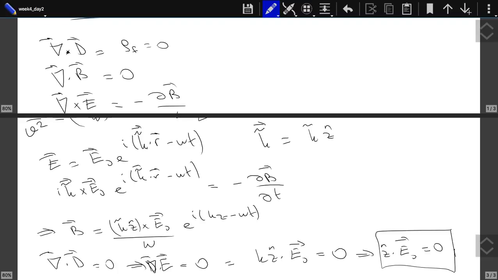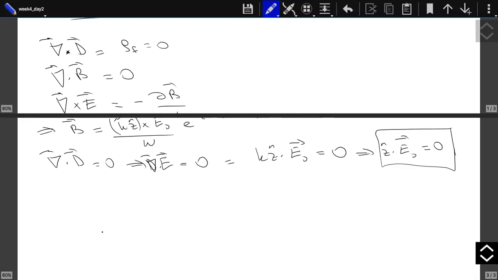Well, z and E0 are perpendicular to each other, so this basically tells me that B is also perpendicular to both of them. So again, we have these three vectors. If this is our k tilde vector, this is our z direction in which my wave is traveling. This should be my E0, and this should be my B0. They are all perpendicular to each other.